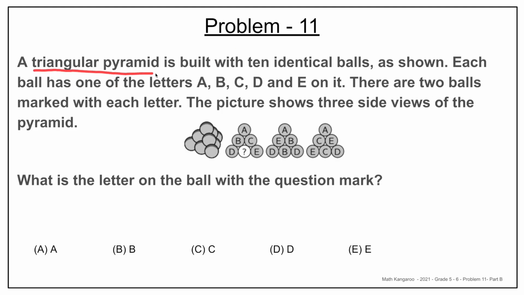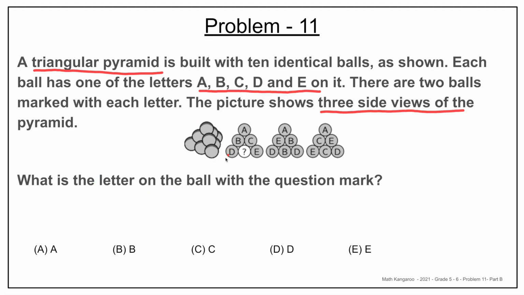A triangular pyramid is built from 10 identical balls as shown. Each ball has one of the letters A, B, C, D and E on it. There are two balls marked with each letter. The picture shows three side views of the pyramid. What is the letter on the ball with the question mark?